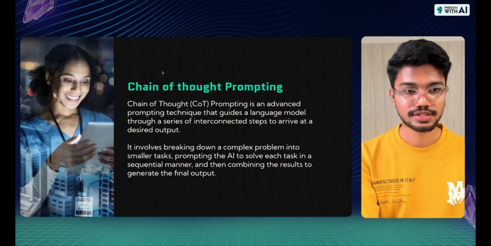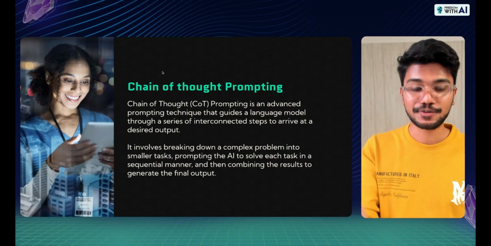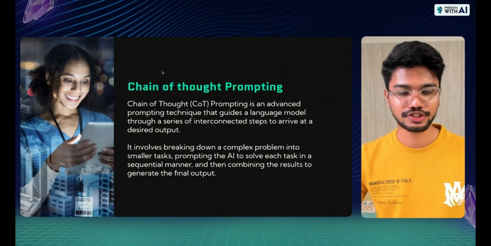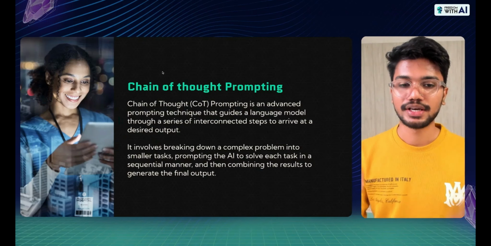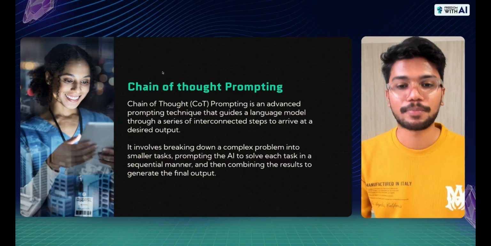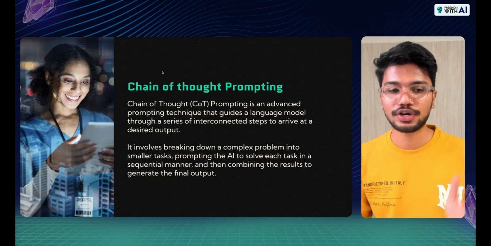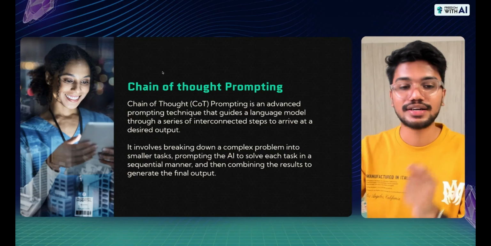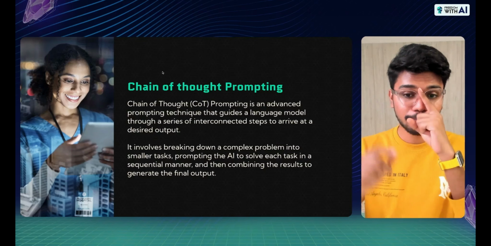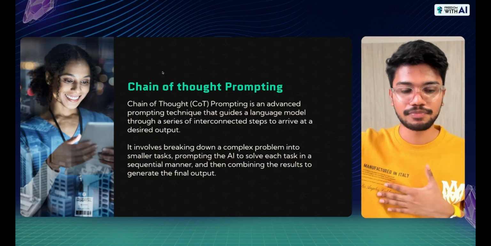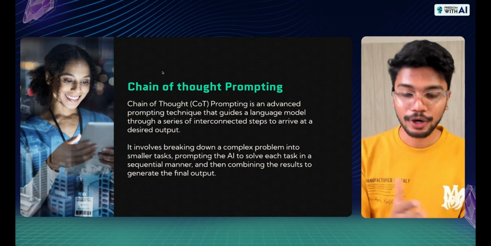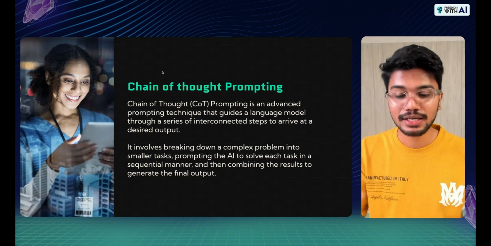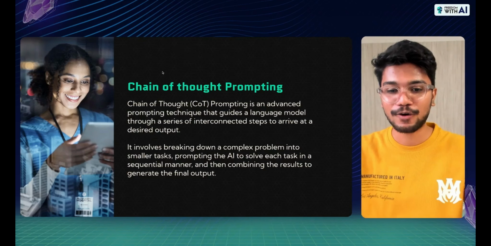That's it. I'll give you the research paper's definition of chain of thought, so that it will be very handy for your prompt engineering jobs in the future. Chain of thought prompting is an advanced prompting technique that guides a language model through a series of interconnected steps to arrive at a desired output. It involves breaking down a complex problem into smaller tasks, prompting the AI to solve each task in a sequential manner, and then combining the results to generate the final output.